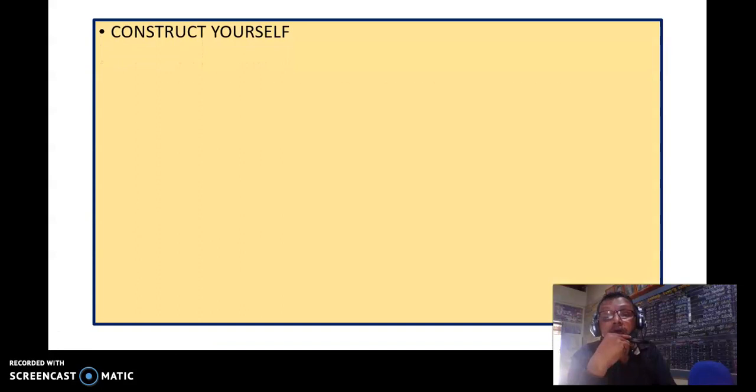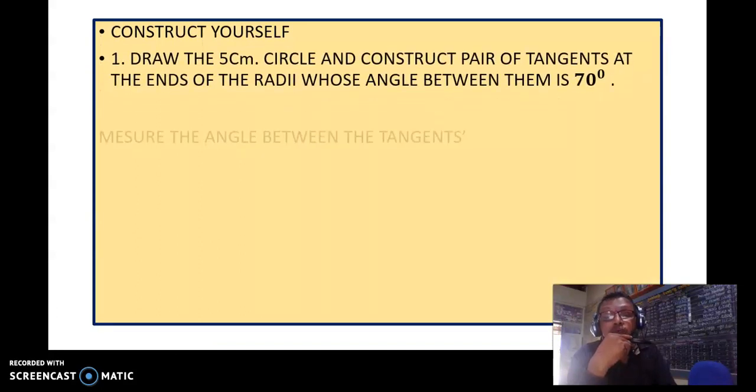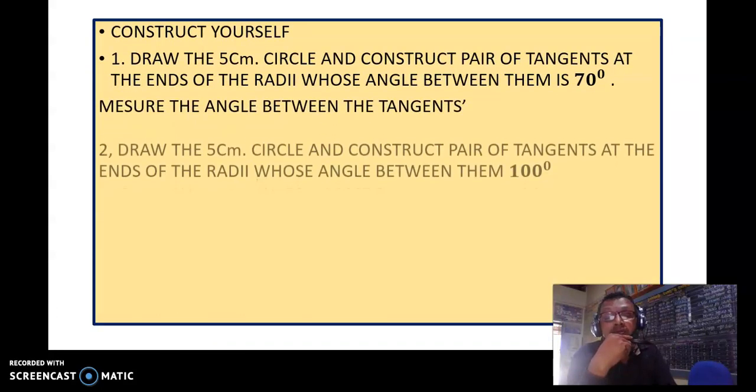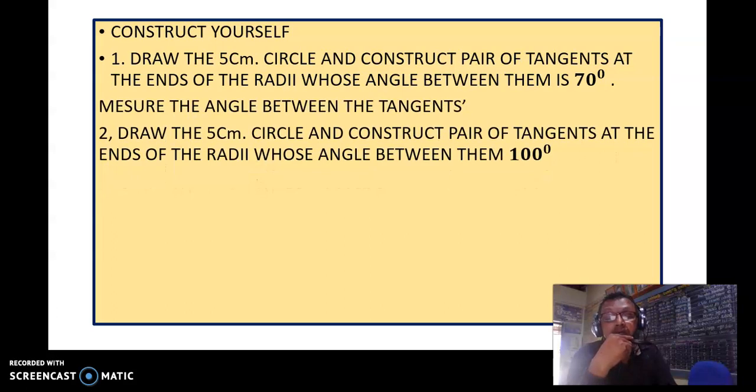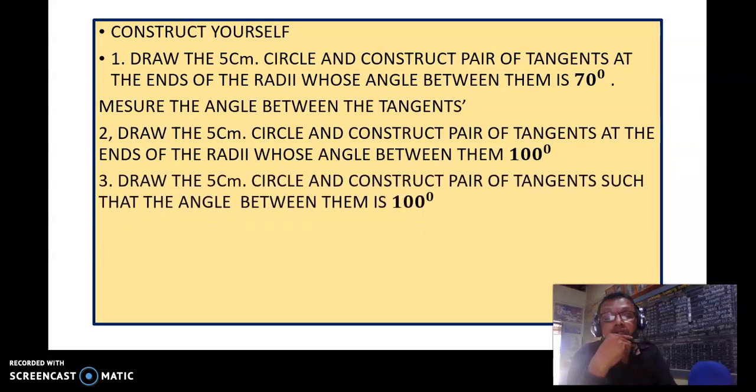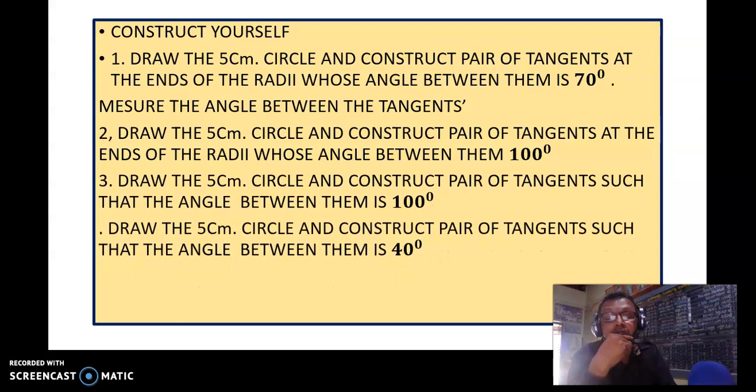Now construct yourself. Here 4 problems are given, which I have already explained, so I think you can construct them easily. These 4 are homework, and this is construction 3.